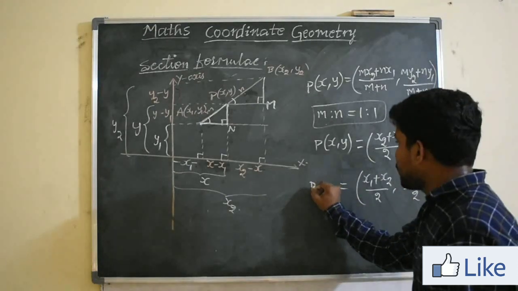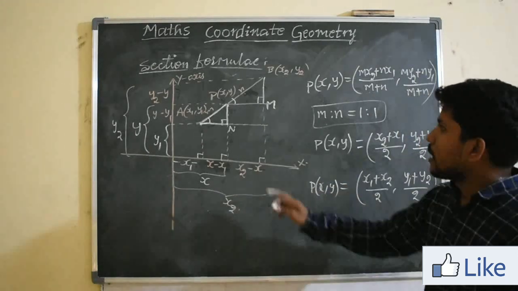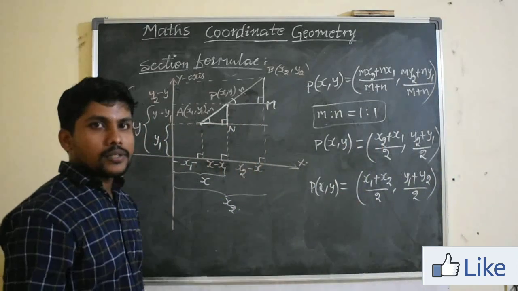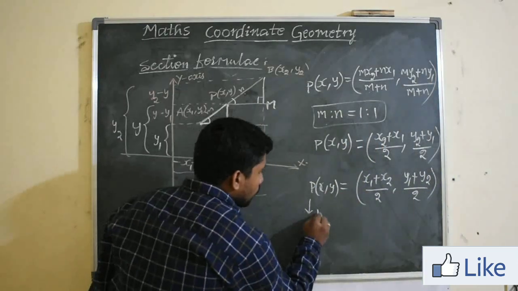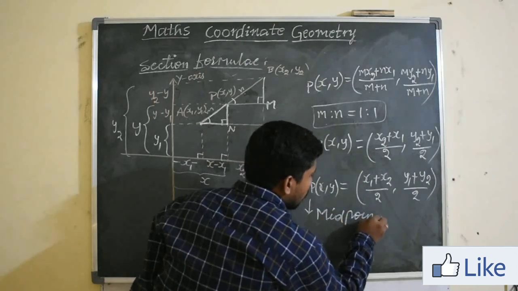This is the point P (x, y), which is called the midpoint of a line segment joining AB when the ratio is equal to 1 is to 1. This is called the midpoint.